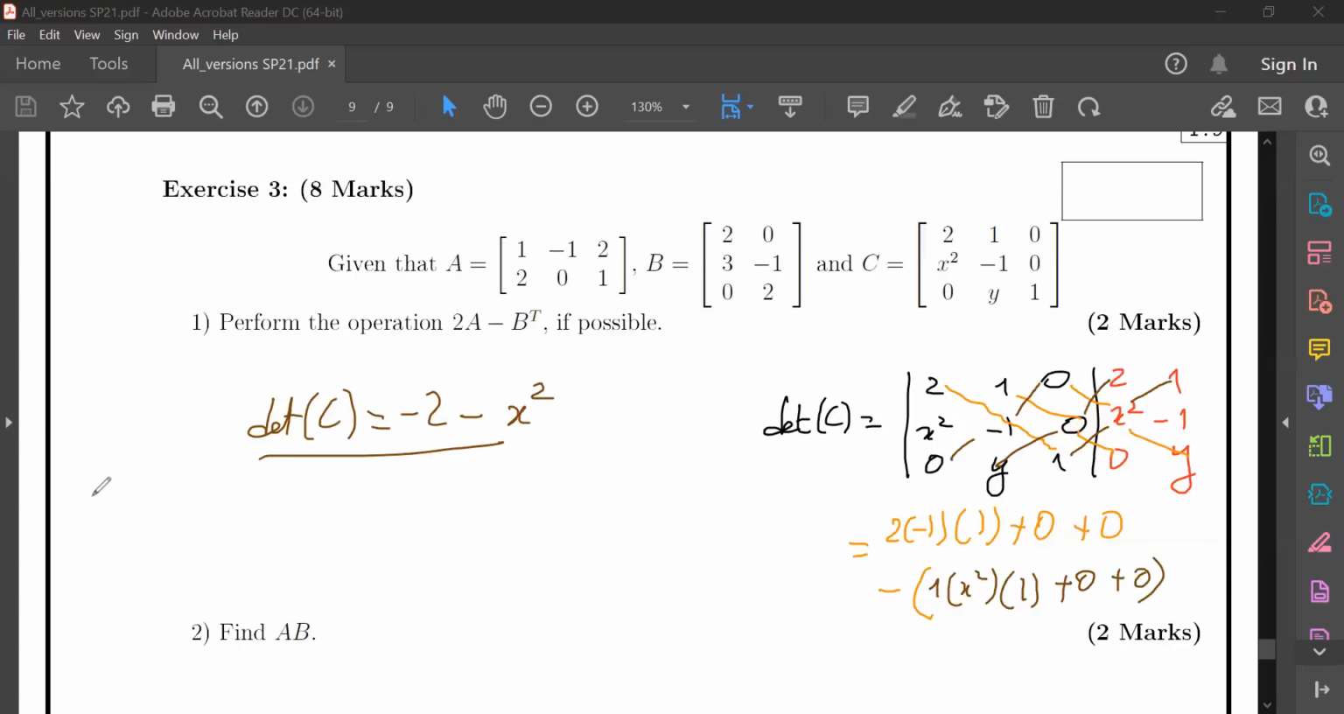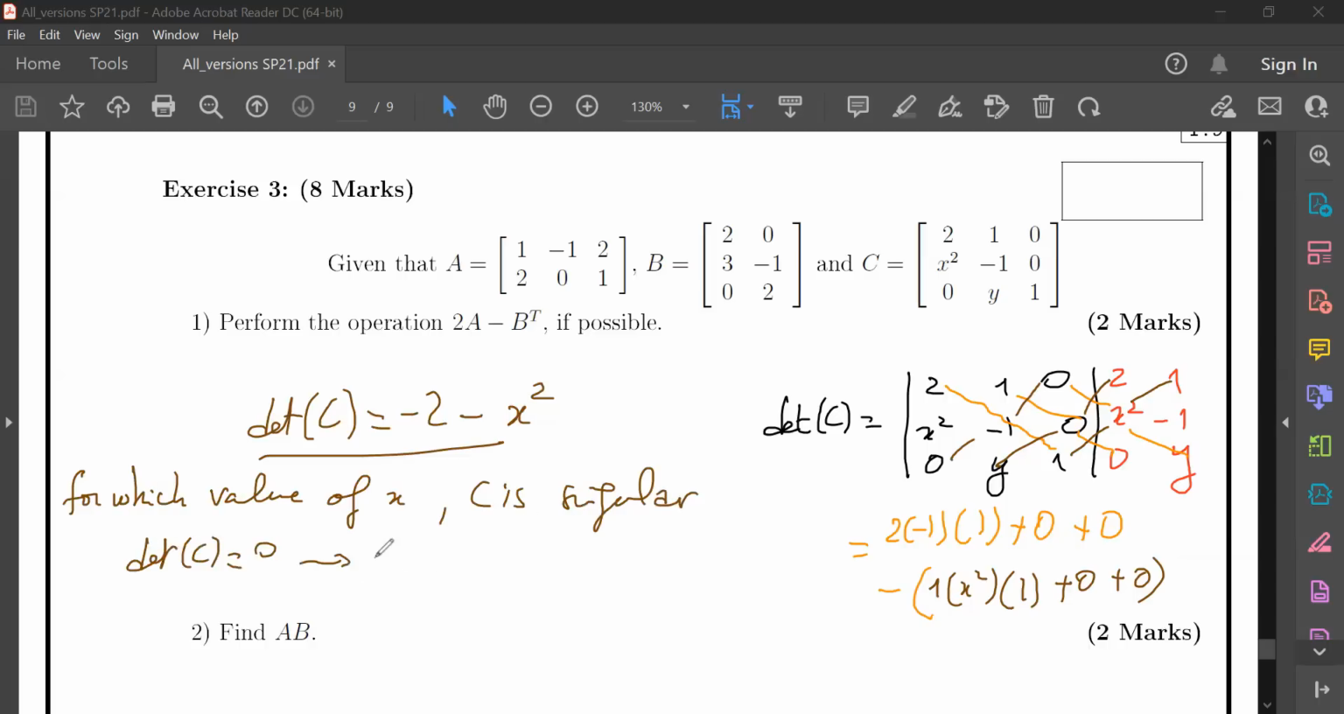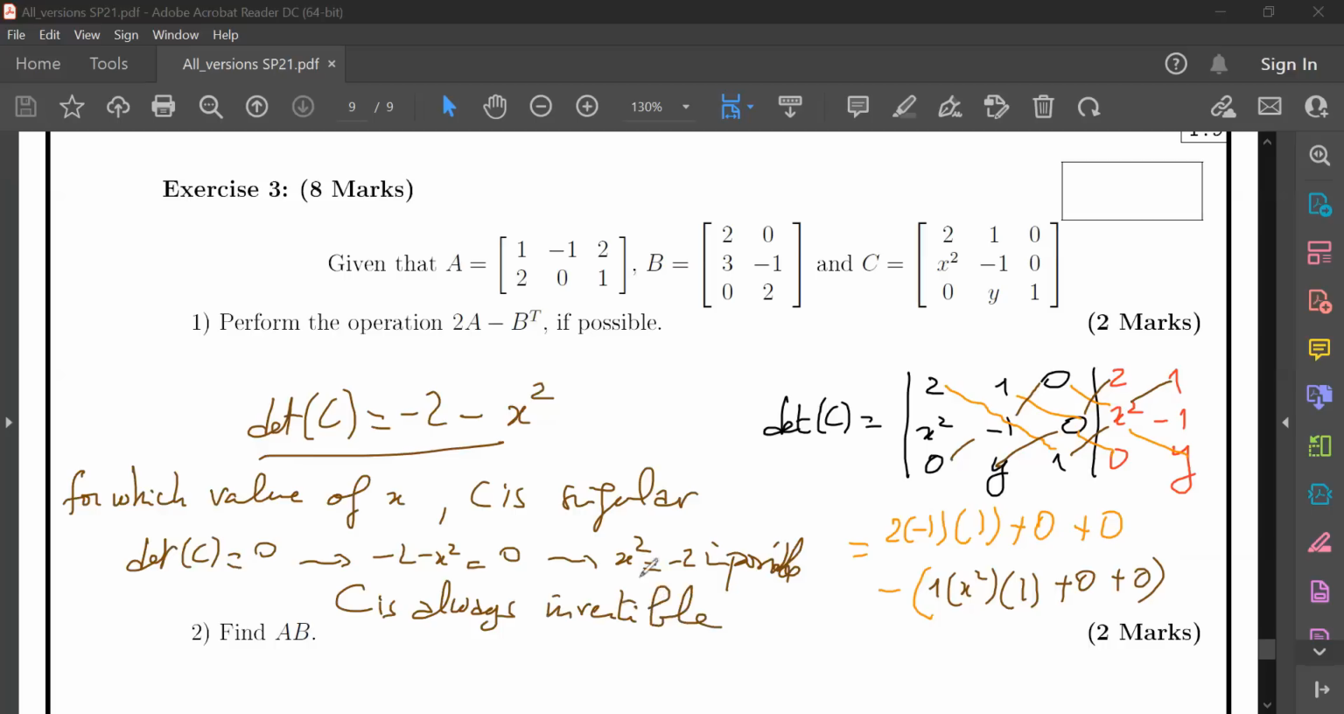We can add the question here, for which value of x C is singular, non-invertible. C is singular if the determinant is 0. So which means that minus 2 minus x squared is 0. So x squared is minus 2, impossible. So C is always invertible. Okay, even if he didn't ask this question.